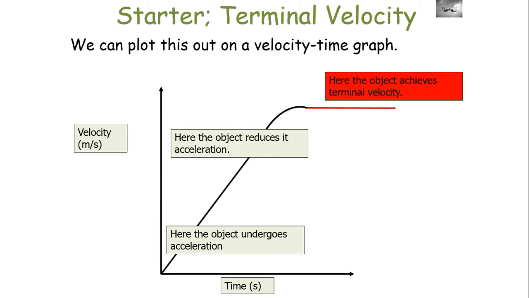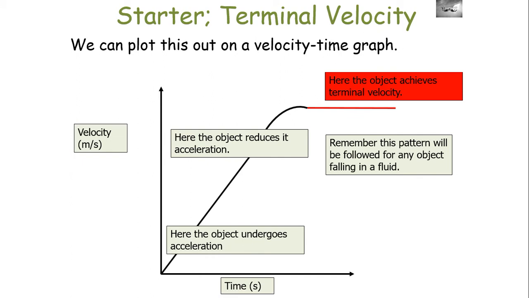We can plot this on a velocity time graph with a flat line that indicates the object has achieved terminal velocity, because there's no more acceleration, so the gradient of the line will be zero. And remember, it's a flat line, but it's not on the x-axis, because there still is a velocity, because we're still traveling at a particular velocity, so it just won't change from that speed. You've got to remember this pattern will be followed for any object falling in a fluid.